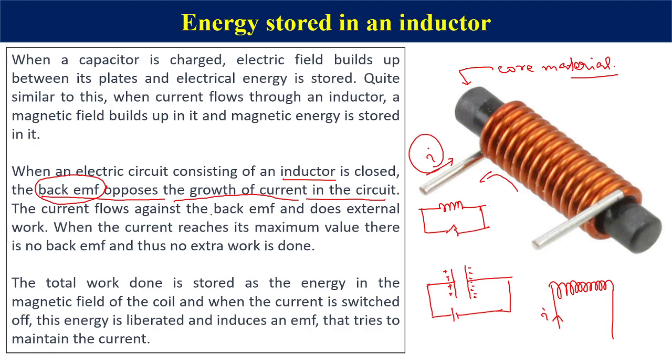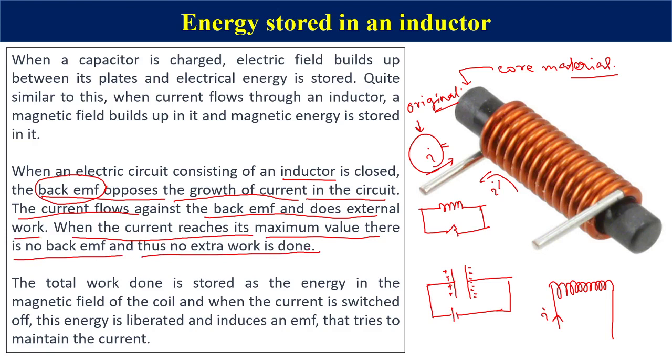So here also, similarly, this is basically the original current, which is getting an opposition from the induced current, say I prime. So that is why, in order to flow in this circuit, the original current must do some work, isn't it? Because it is getting an opposition from the induced current. Now the current flows against the back EMF and does external work. So when the current reaches its maximum value, there is no back EMF, and thus no extra work is done.